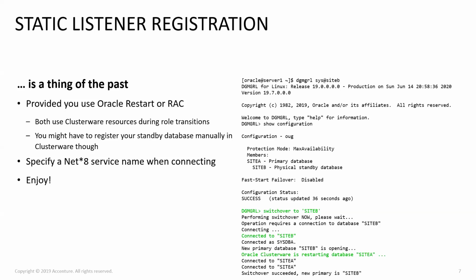So if you set a DB unique name to the location where your database is, site A, site B, DCA, DCB, whatever, then it becomes a lot less confusing for people. So here in my case, I've got site A, which is primary, and site B, physical standby database, and I'm using the broker to switch over to site B. And you can see down here in green that Oracle Clusterware is restarting database site A, and it'll be restarted as a physical standby in that case. So that is really cool.